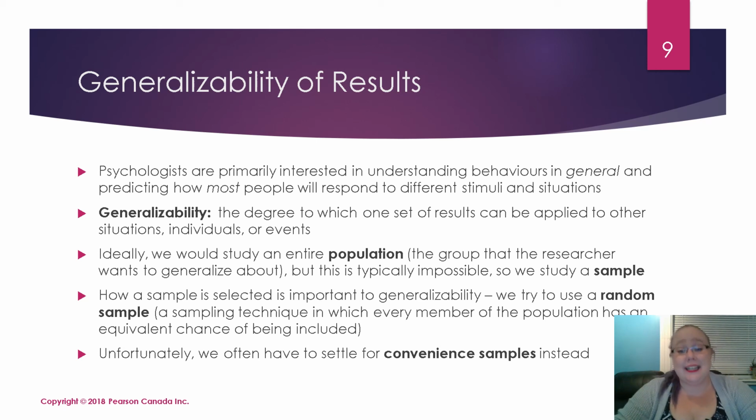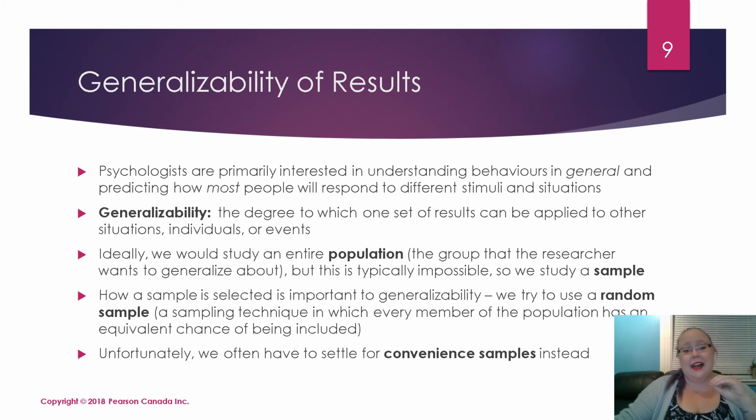How a sample is selected is really important to generalizability. So we try to use a random sample. Again, in a perfect world, we would take that entire population, say of Canadian university students, and we would randomly pick a certain amount from all the different universities across Canada. So we would basically put them all in a list and just draw names out of a hat. Again, not something that's super easy to do and easy to access.